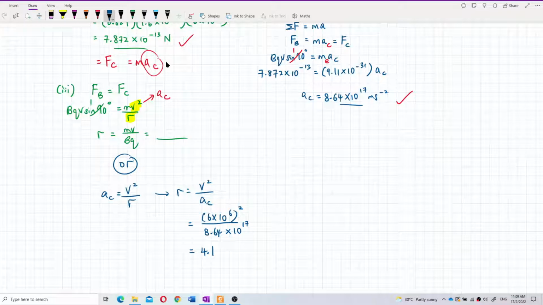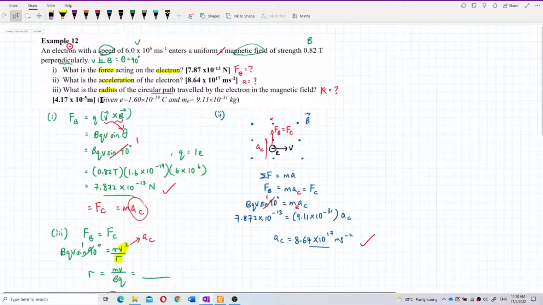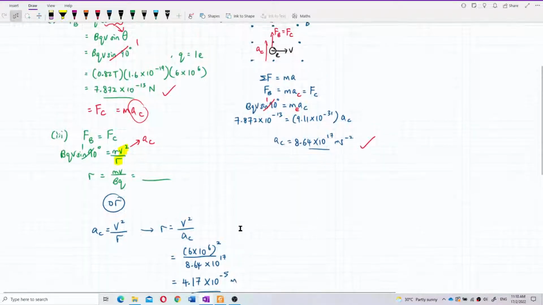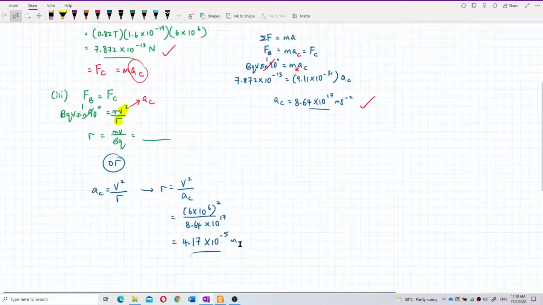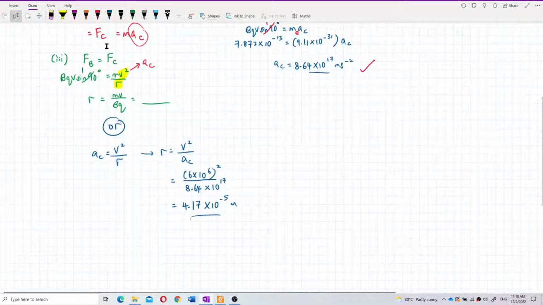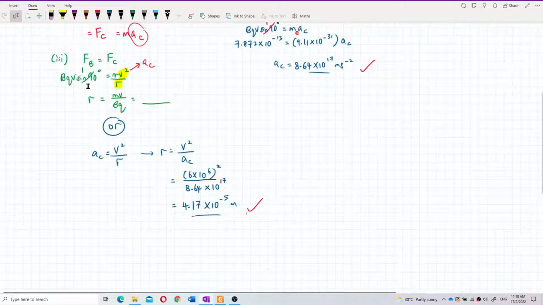So 4.17 exponent negative 5 meter. That's the answer. Am I right? Yes, I'm right. 4.17 exponent negative 5 meter. That's correct. That's the radius. If you use the other method, you surely get the same answer because it's the same thing. I just do the simpler method.